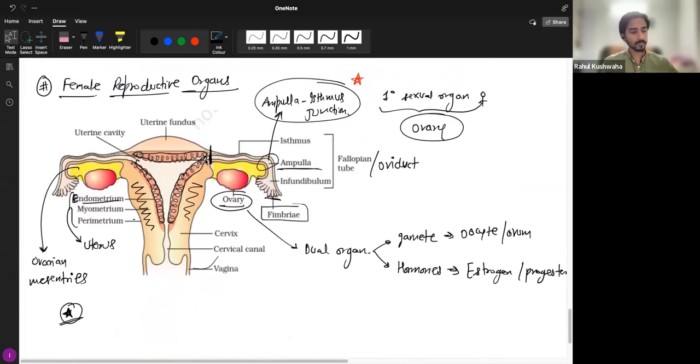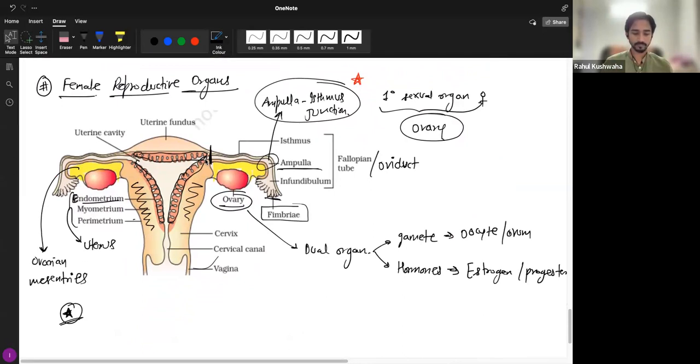The primary sexual organ in the female is the ovary. They are in a pair, dual organs, and they produce the gamete called ovum or oocyte, and hormones like estrogen and progesterone. Ovaries are attached with the help of mesenteries. Ovaries lay secondary oocytes, and they are haploid. Similarly, primary oocytes are also haploid.